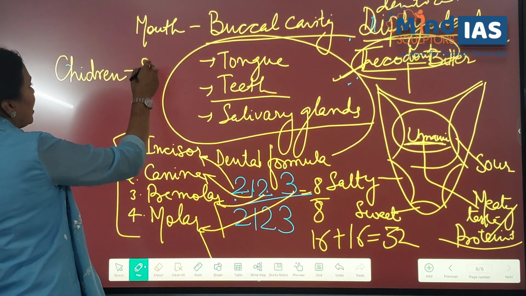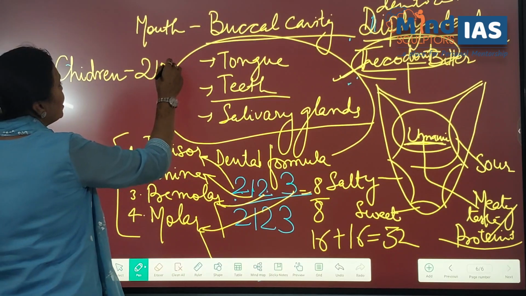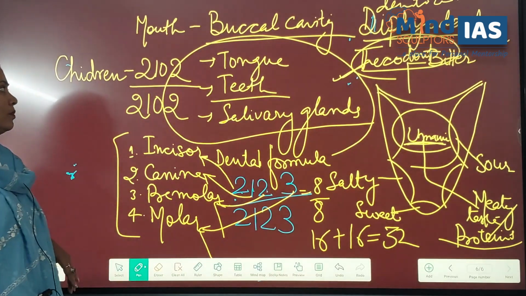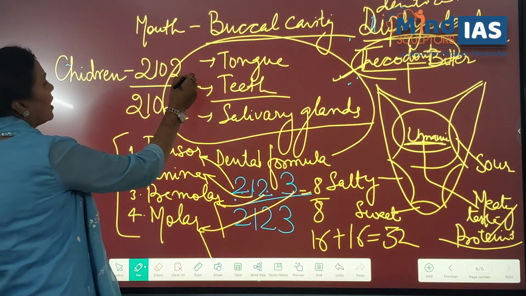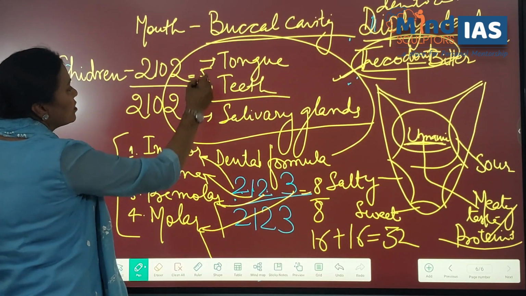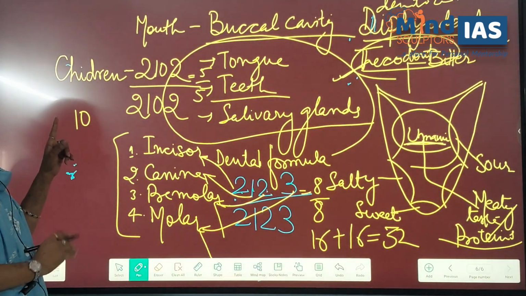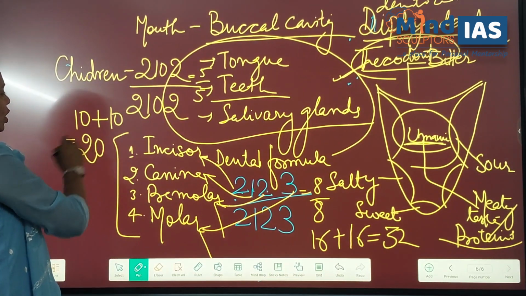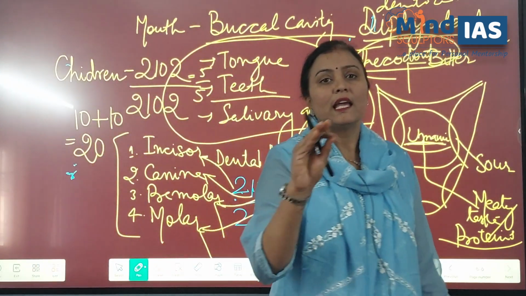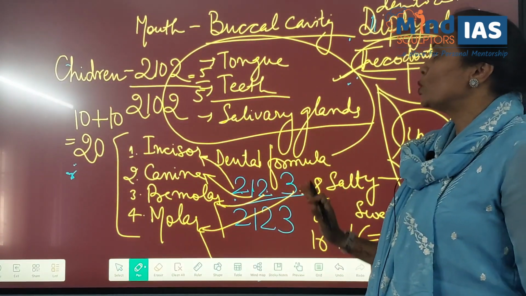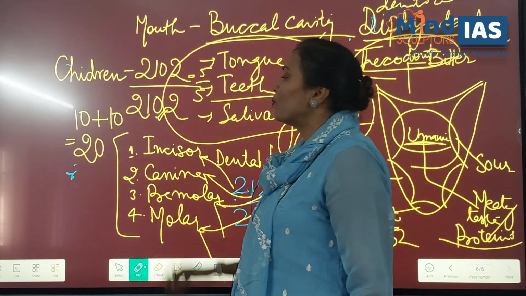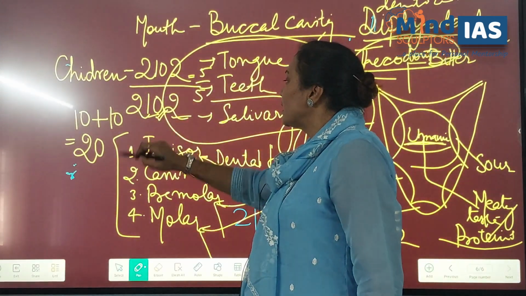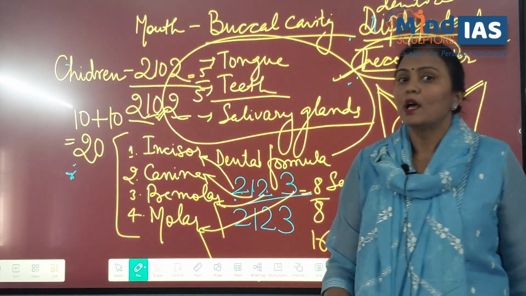No. The formula is 2102 by 2102. So 2, 3 and 5, and 5 below. So total 10. This is for half jaw and then you double it for the next half jaw, 10. So it equals 20. So the maximum number of teeth in kids or small children is 20. In them, 0 represents premolars which are absent in kids, 2 molars, 1 canine and 2 incisors we have.